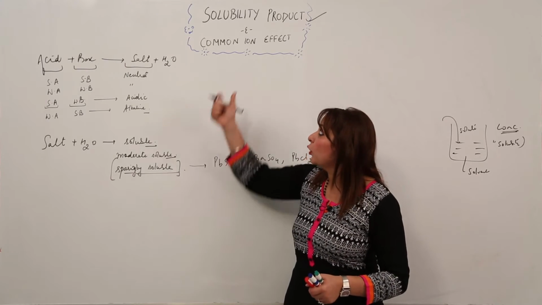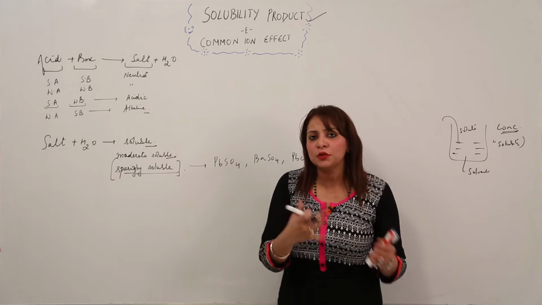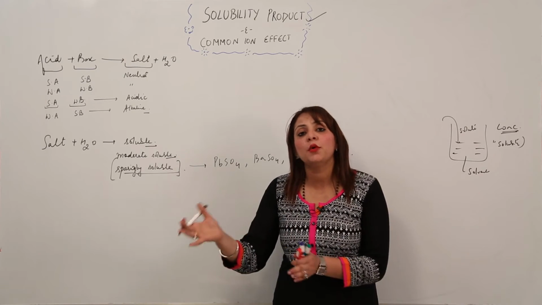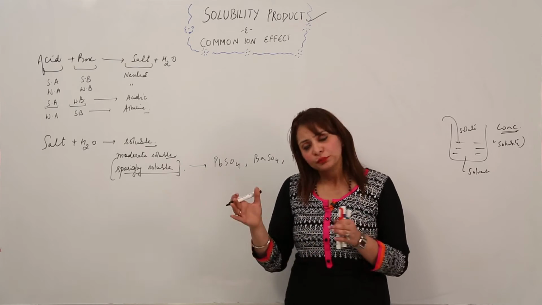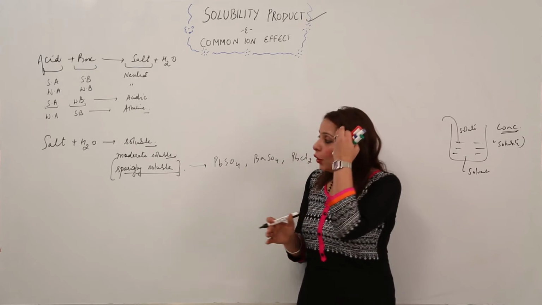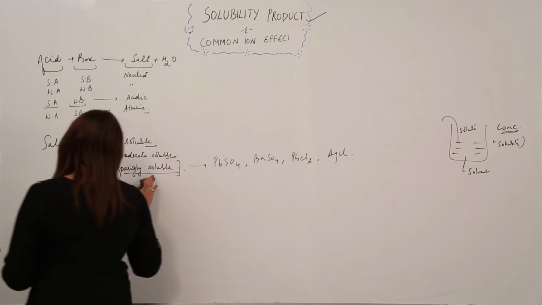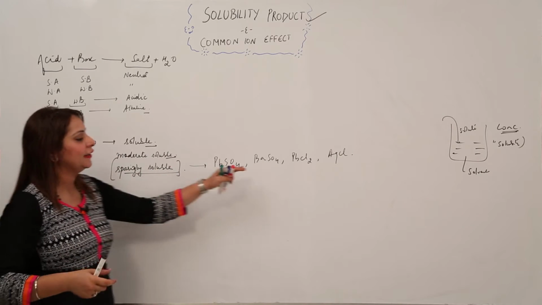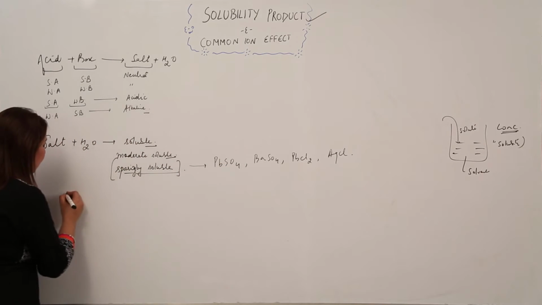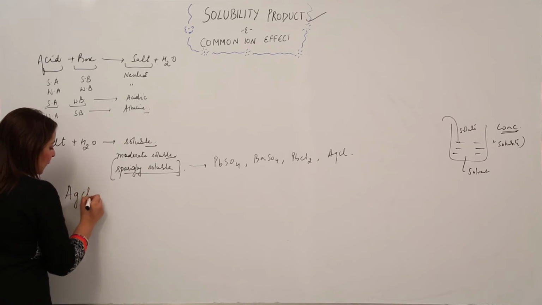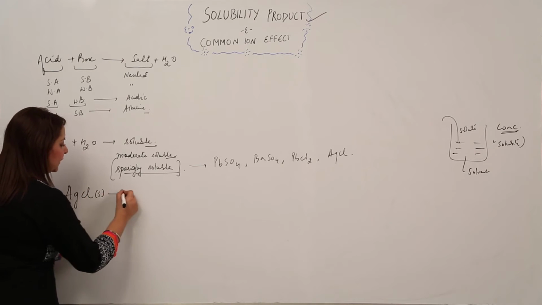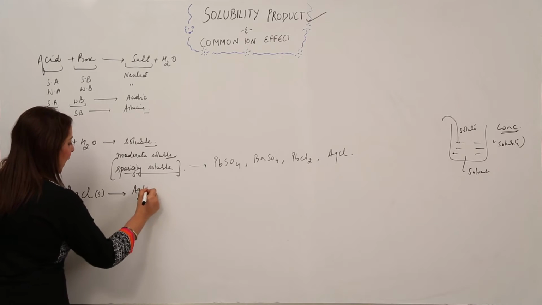So the solubility is not the same for all salts. Some salts are very soluble, some are moderately soluble, and some are sparingly soluble, right? So what happens when we add a sparingly soluble salt, that means the salts of these categories, into the water? What actually happens? When we add it, it is in solid form, right? When we add it into the solution, it becomes aqueous.